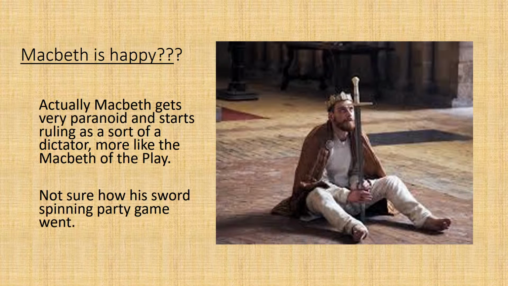But this is where story and history kind of blur together. Macbeth turns a little bit nutty. He goes very paranoid and becomes more of a dictator like what we'd see in the story. So much so he likes sitting in the middle of his room and spinning his sword.